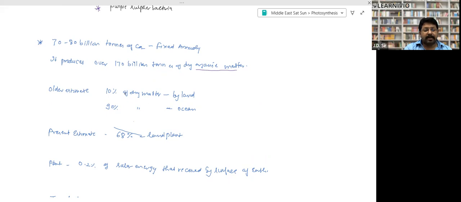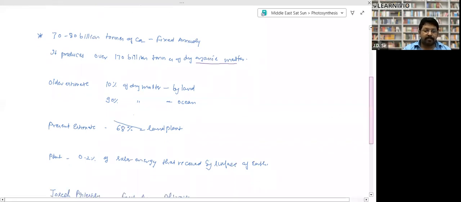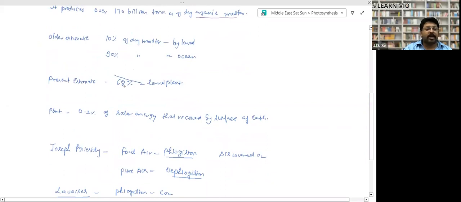The older estimate is that 10% of the dry matter is produced by land and 90% by the ocean, right? But at present, 68% of the dry matter, meaning the food, is produced by land. This is the recent estimate.